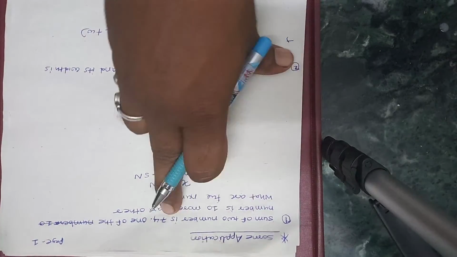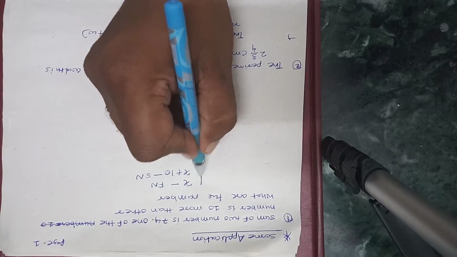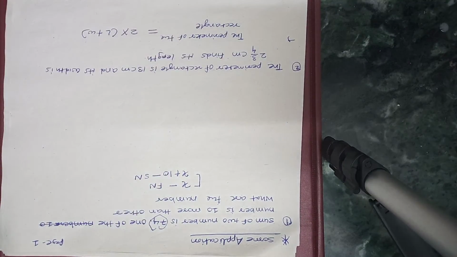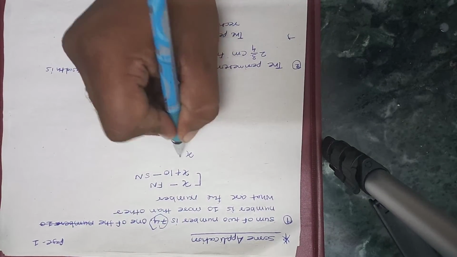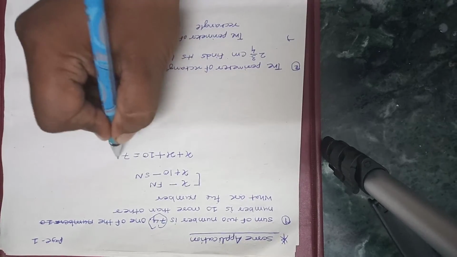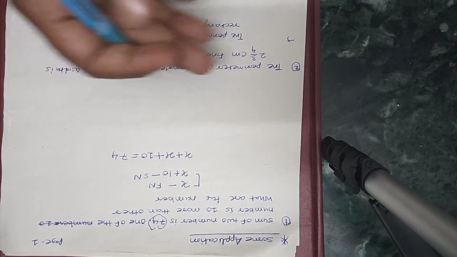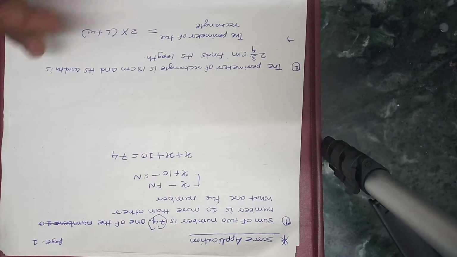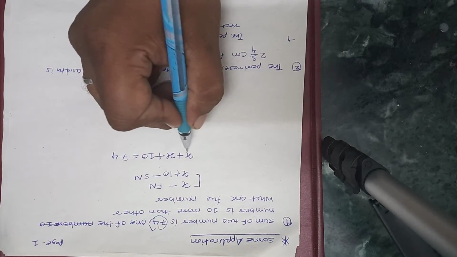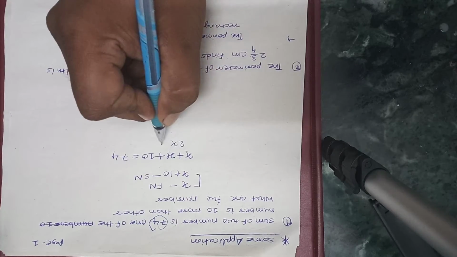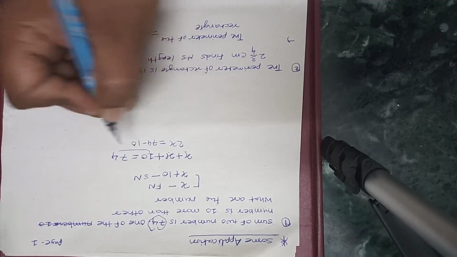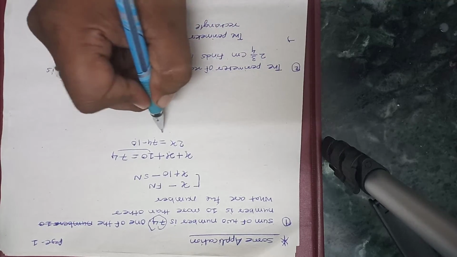So the sum of the two numbers means if we take the sum of these two numbers, the addition will be 74. So the equation will be x plus x plus 10 is equal to 74. They are asking what are the numbers, meaning what is the value of x. In this case x plus x will be 2x, we will shift this 10 here. So 74 minus 10 is 64.